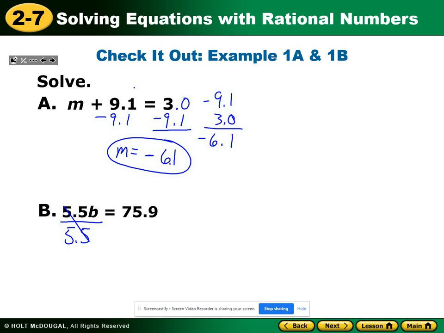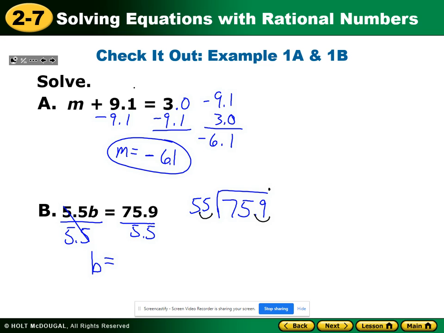All right, 5.5 divided by 5.5 is 1, so that gets us B. We divide this side by 5.5, so I'm going to make the long division doohickey. 75.9 divided by 5.5. We move the decimal. This would be a good time to check things with a calculator.